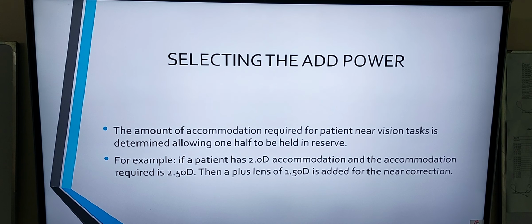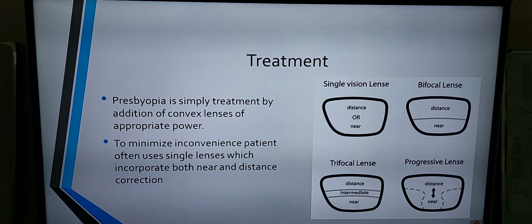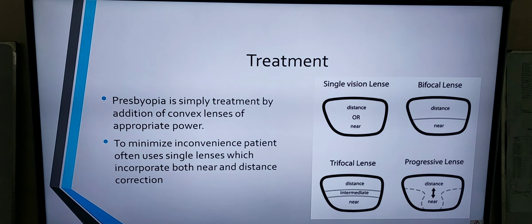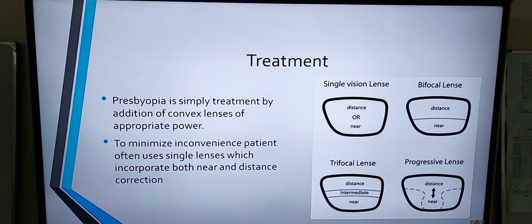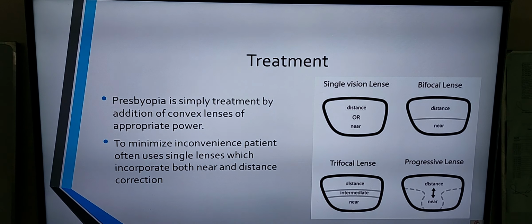If we won't do that, then any slight change in the distance of the near object will cause problems and blurring for the patient if no accommodation is kept in reserve. Okay, so usually presbyopia is generally treated by using bifocal lenses, trifocal, multifocal, and contact lenses as well. In today's presentation, we'll only be discussing the bifocal lenses and the various types used.